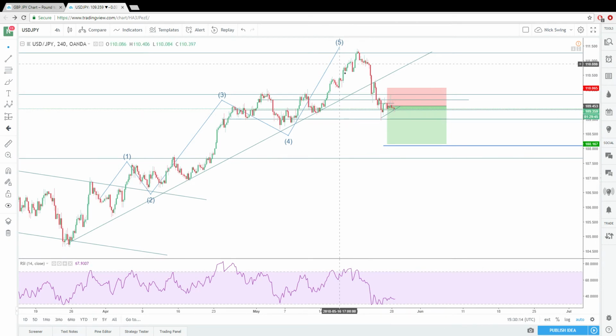So I shorted this up here. I had a nice little sell. I held it all the way down to this area. Like I said, it just crashed into my take profit. Also, if we're drawing our trend line, you can see this upwards trend line just connecting all the lows.